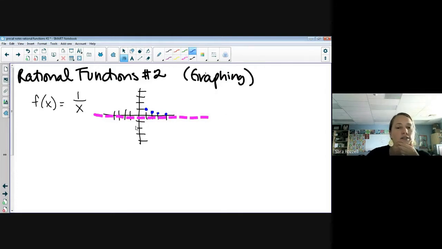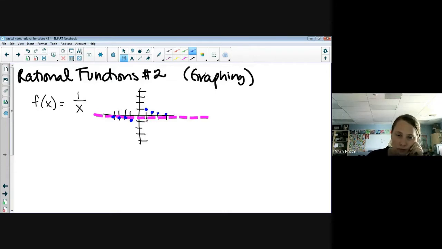Let's do our negatives and see what happens there. What's 1 over negative 1? Negative 1. Okay. 1 over negative 2 is negative a half. Then we have negative a third, negative a fourth. We're getting really, really close to that asymptote in this direction. So we have a little space in between negative 1 and 1 where we're not really sure what's going on right now.